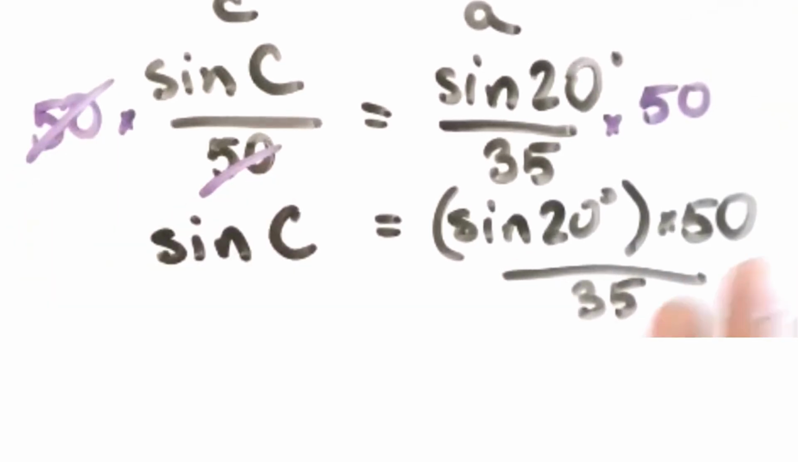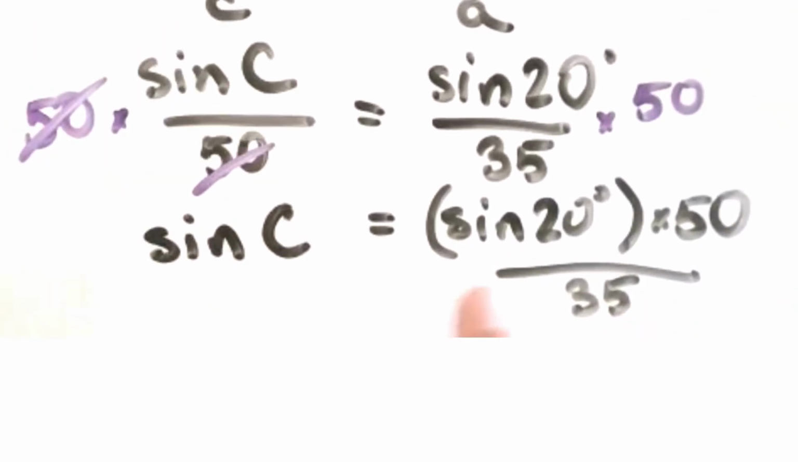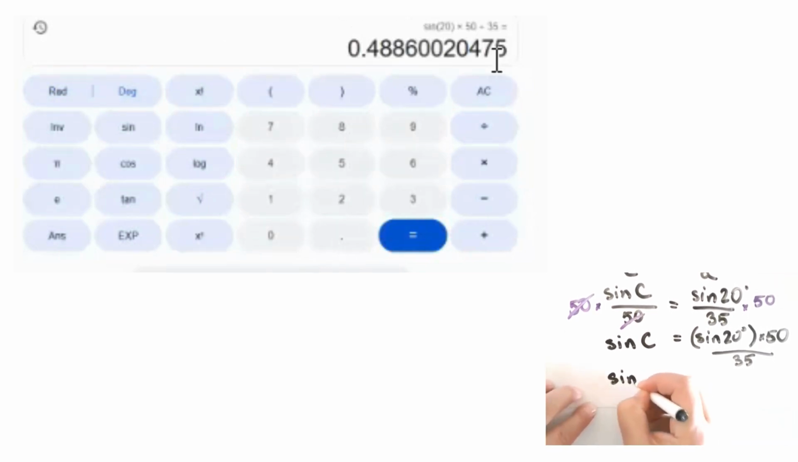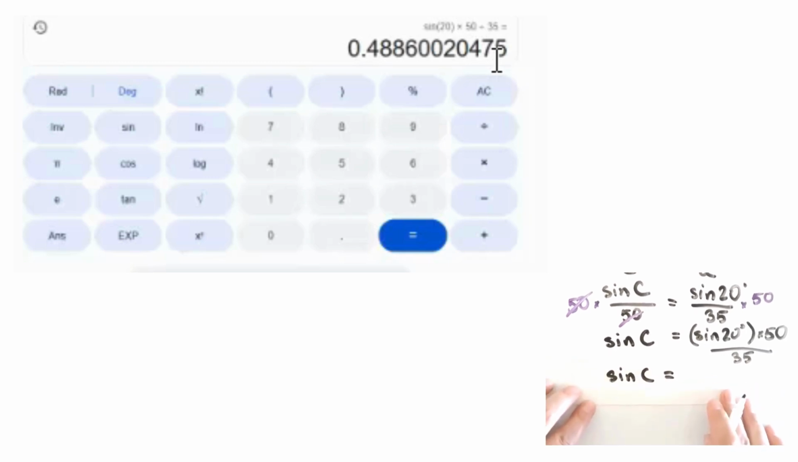Now you could combine a bunch of steps here, but here I'm just going to use a calculator and get a decimal value. Using a calculator for trigonometry, make sure you are in degrees. Now let's type everything in: sine of 20, close that bracket, multiply by 50, and divide by 35. That gives us a decimal value. Sine C equals, and I like to write it out with 4 decimal places, 0.4886. Some people can actually skip this step.